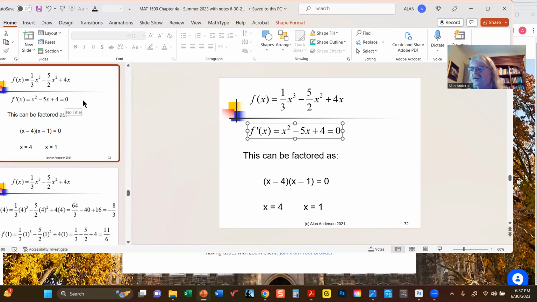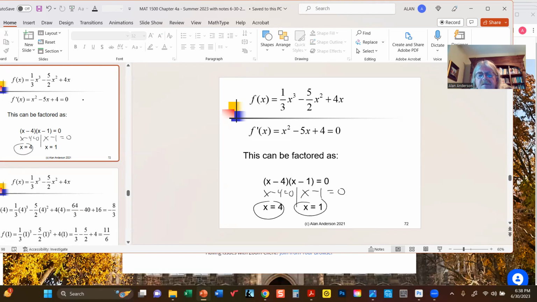Now, because the derivative here is a quadratic equation, there must be 2 values of x where we have a critical point. So we're going to use factoring here, although we could just as easily use the quadratic formula. And you can see that we have x minus 4 times x minus 1 equals 0. That implies that x minus 4 equals 0, and or x minus 1 equals 0. So in other words, we end up with 4 and 1. These are the critical points. The question is, are they maxima, minima, or neither?